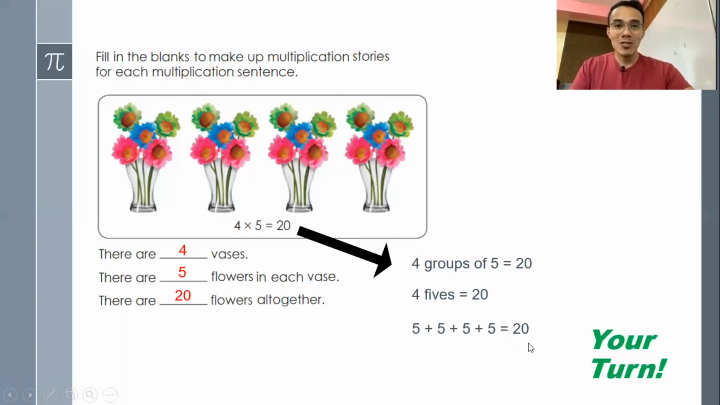What I'm trying to point out here, grade 2, is that all these 4 sentences are the same. 4 times 5, 4 groups of 5, 4 fives, 5 plus 5 plus 5 plus 5. They all refer to the same picture. They are all the same. Is that clear? I hope you are able to understand the concept of multiplication.